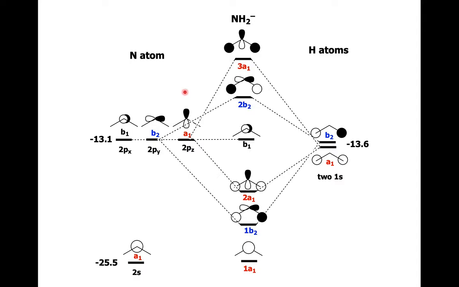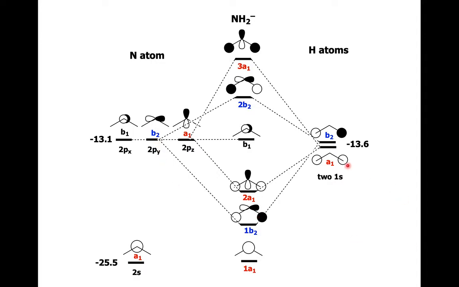And for NH2 minus, the valence orbitals are a 2s orbital on nitrogen, and it has A1 symmetry in the C2V point group. The 2pz also has A1 symmetry in the C2V point group. The 2px has B1 symmetry in the C2V point group, and the 2py has B2 symmetry in that point group.